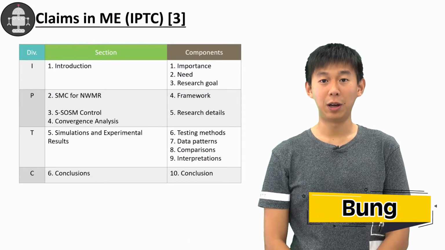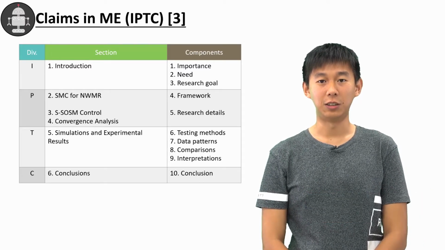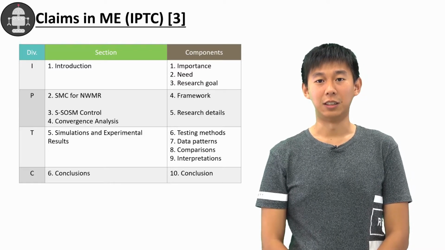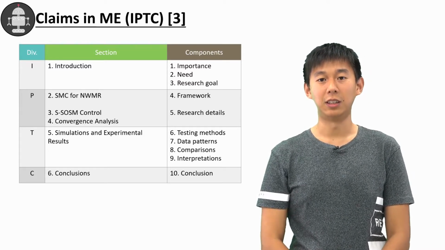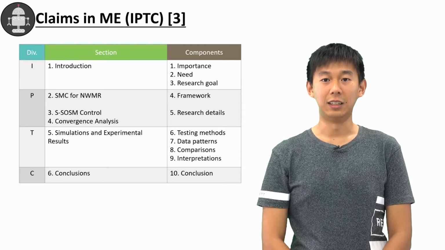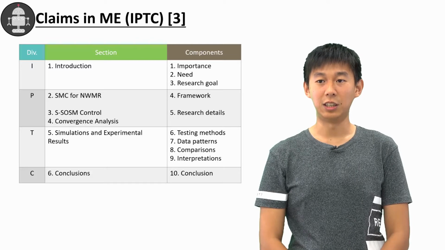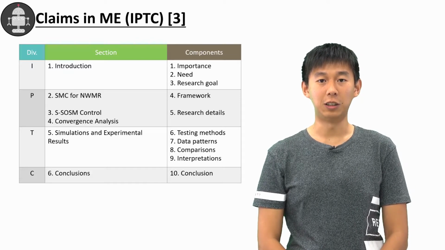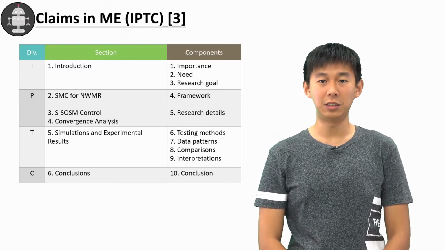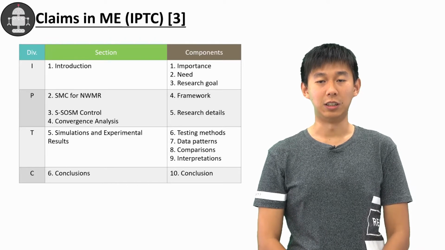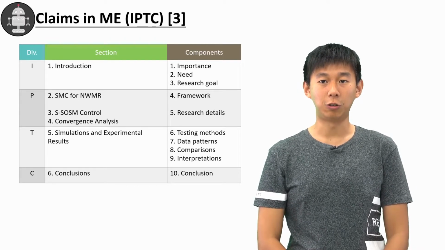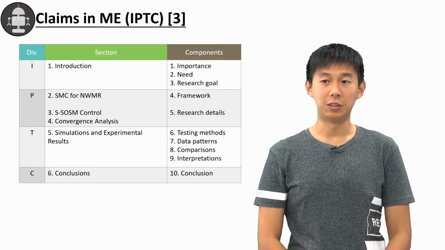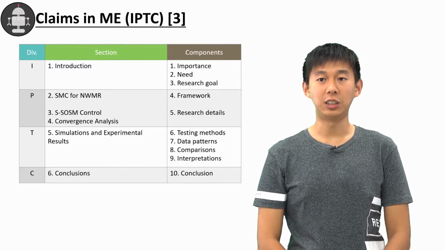Hi, according to my mechanical engineering journal article, as we expect, the arrangement of the 10 components is exactly the same as the expected pattern in the last video. So you can see the components importance, needs, and research goal in the introduction division, framework and research detail in the process division, testing method, data pattern, comparison, and interpretation in the testing division, as well as conclusion in the conclusion division. So it is certain that the claim location in this journal article is typical.